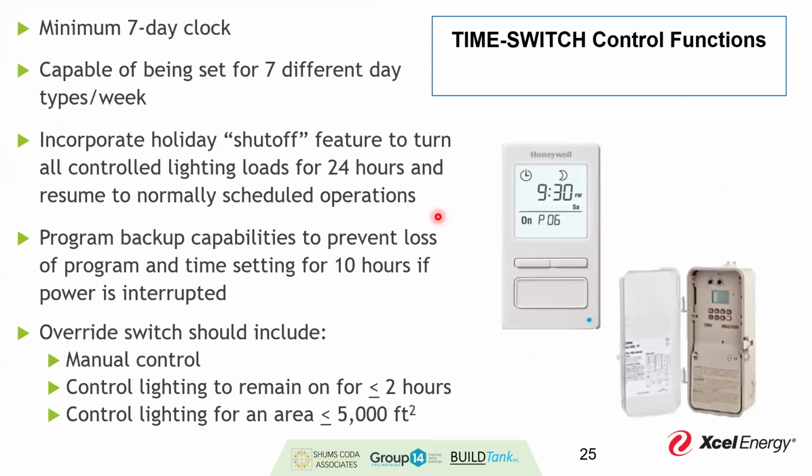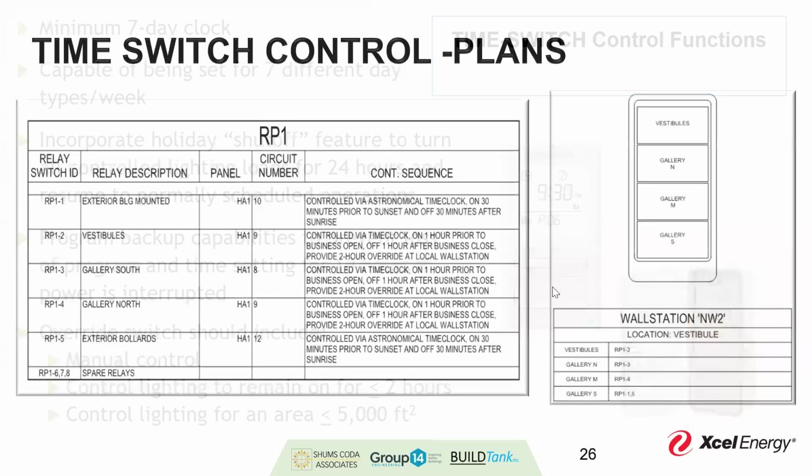So for our time switches here, we have some minimums associated with that exterior control requirement. So that's got that minimum 7-day clock. You have to be able to set some different times. They must incorporate some automatic shutoff features here for things like holidays. Also able to program for backup for loss of power, for that 10 hours interrupted. So that's really the key focus there, for these controls to make sure that you have something that is going to fit the bill for what your needs are.